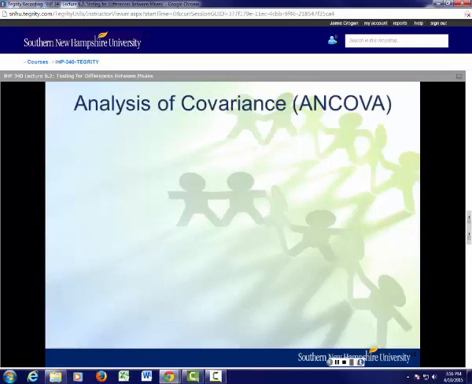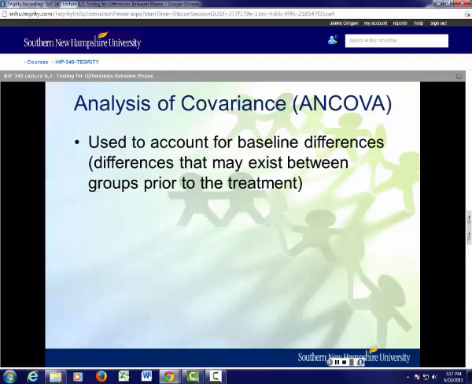I just want to mention briefly something called analysis of covariance. You might see that out in the literature. Analysis of covariance is an analysis of variance that has a little extra step added. You covary out baseline scores, so you can adjust statistically for differences that might be present at baseline. Sometimes this is used, and you'll see it out in the literature. It is essentially an analysis of variance where they use it to adjust for baseline differences.